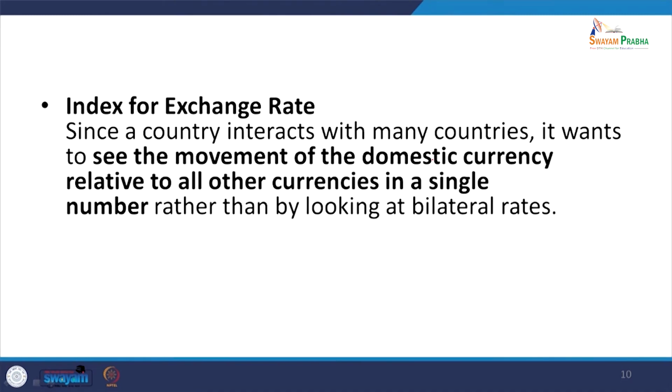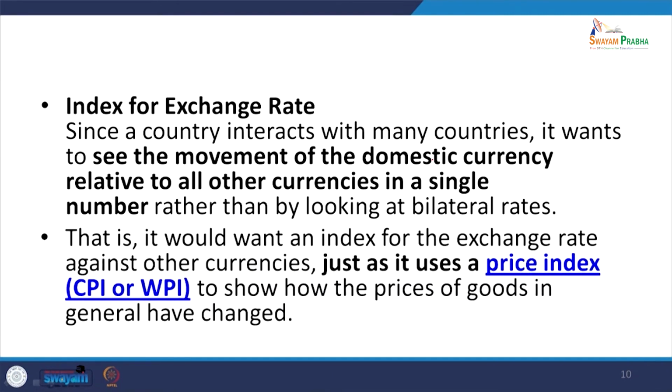Now, the index for the exchange rate: since a country interacts with many countries, it wants to see the movement of the domestic currency relative to other currencies in a single number rather than looking at bilateral rates. It would want an index for the exchange rate against other currencies, just as it uses price indices like CPI and WPI. This shows how the prices of goods in one country change with the change in prices in another country.